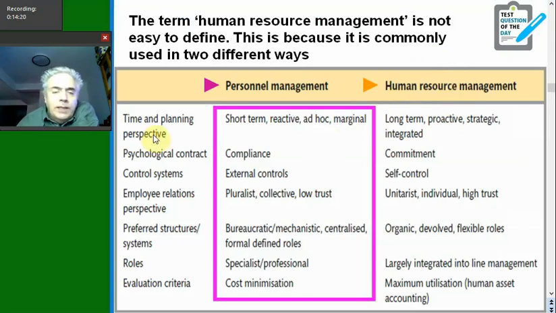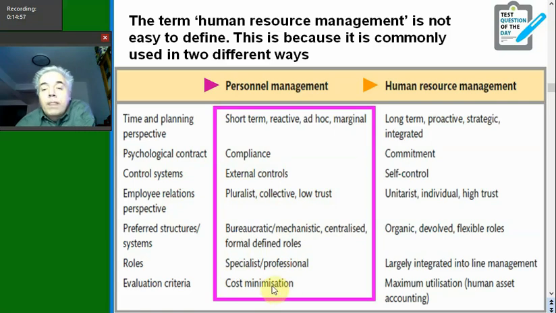So, time and planning perspective. In personnel management, it is short term, reactive, and kind of marginal. Psychological contract: they comply with the psychological contract. External control: the control system is external. They're pluralist, collective, and low trust. They're also bureaucratic, mechanic, centralized, formal, with defined roles. And there are specialists and professionals, and they cost minimal.